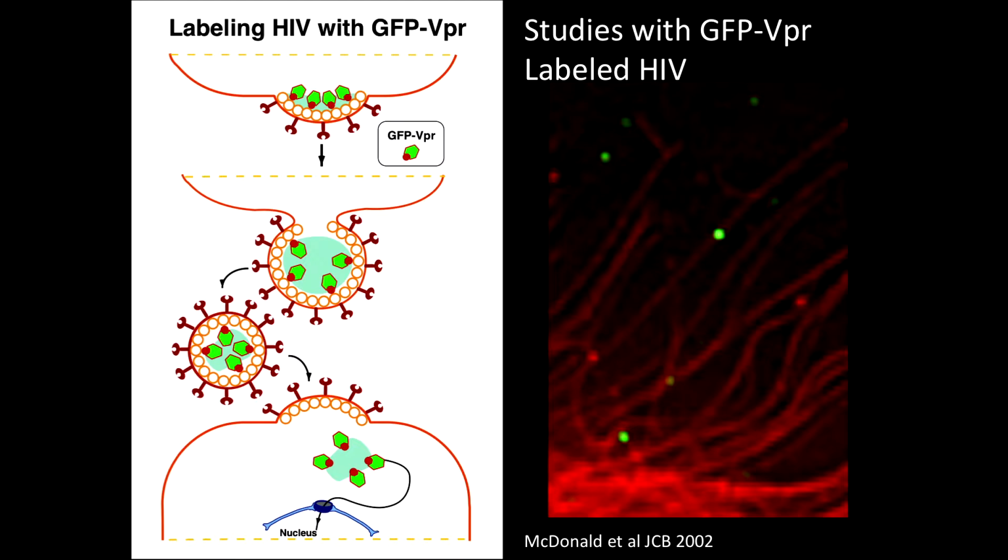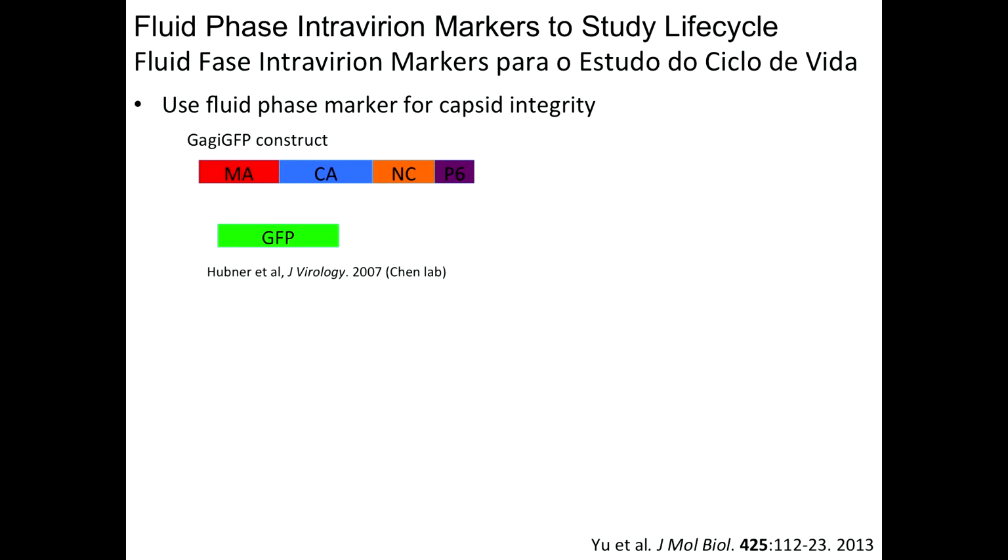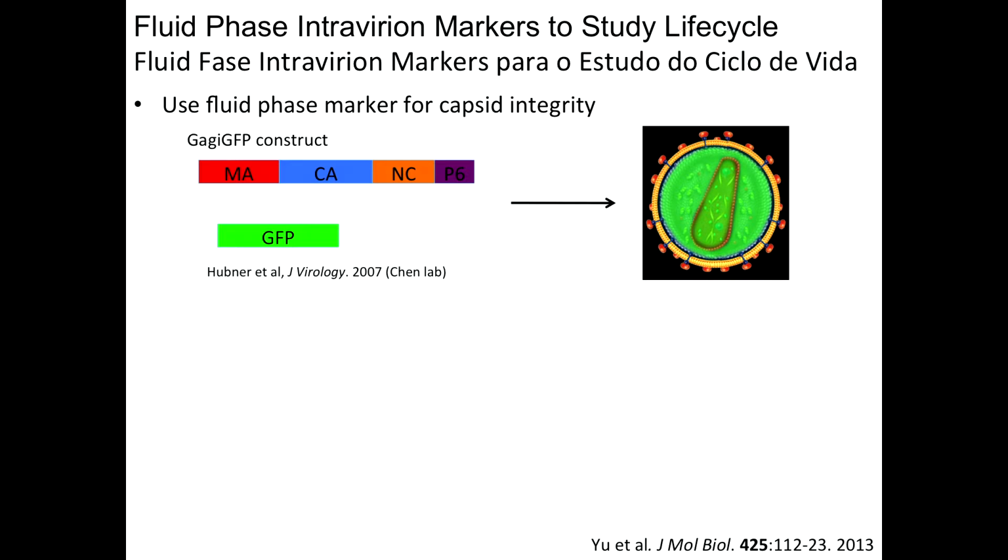But what I want to talk about now is a completely different way to label the virion, and that's using a fluid phase marker. This was done by Ben Chen, with other work by Greg Melikian. You put the GFP right into GAG between matrix and capsid with a protease site. And so as the virus assembles, it drags a bunch of GFP into the particle. But as the proteolysis happens to make a mature virion, you basically release the GFP, but it's inside of the membrane of the virus, so it gets distributed.